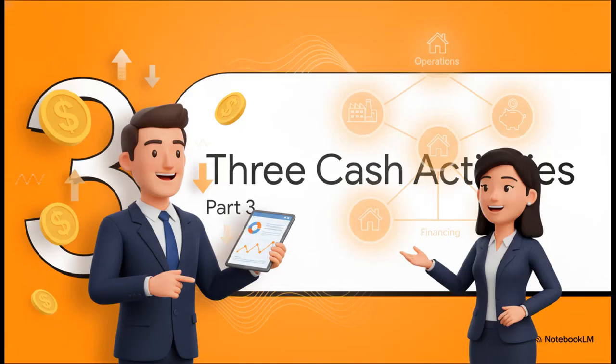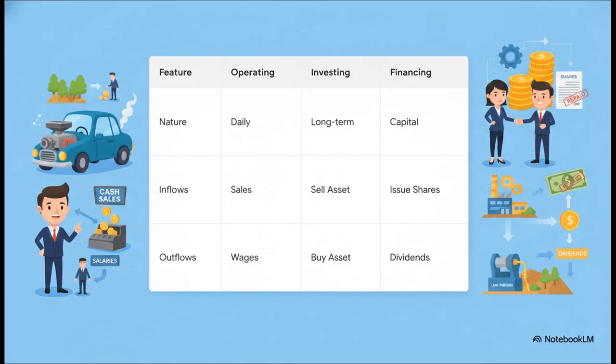Okay, part 3, the 3 cash activities. Literally every single cash movement falls into one of 3 neat buckets. Let's break this down using a simple analogy. Think of your business as a car. Operating activities are like running the car engine. It's your day-to-day revenue-generating operations. Inflows are cash sales, outflows are paying suppliers and salaries.